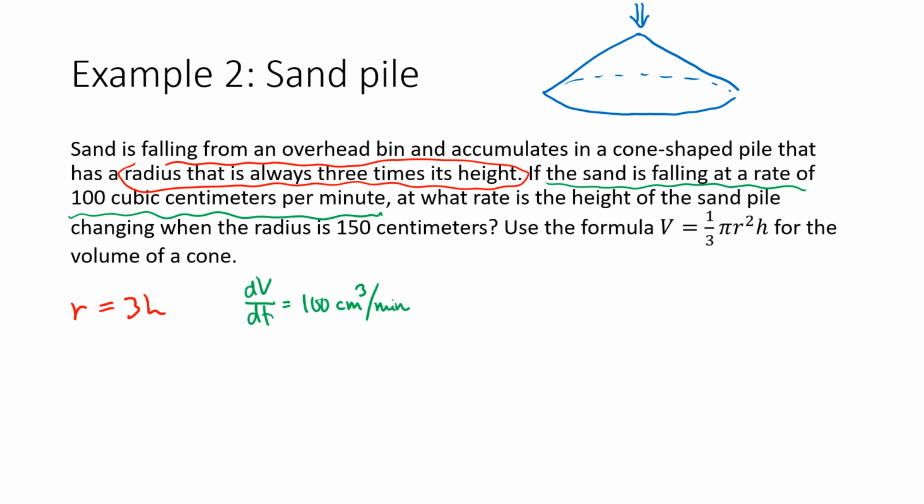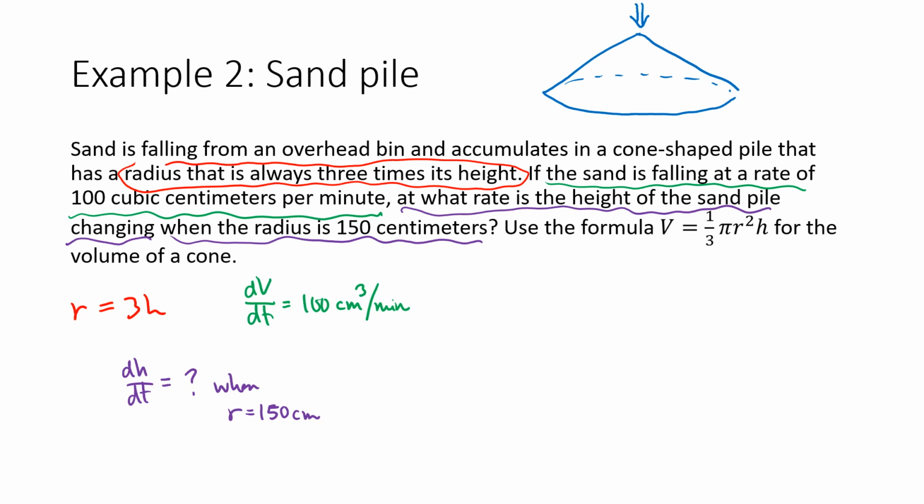And then let's see what we also know. At what rate is the height of the sand pile changing? So this is them asking the question. So dh/dt is equal to question mark. And then it says when the radius is 150 centimeters. So that's when r equals 150 cm. Okay, so that's how I sort of pick apart the information in the problem and write it as either a rate or an unknown rate or a relationship between the variables.